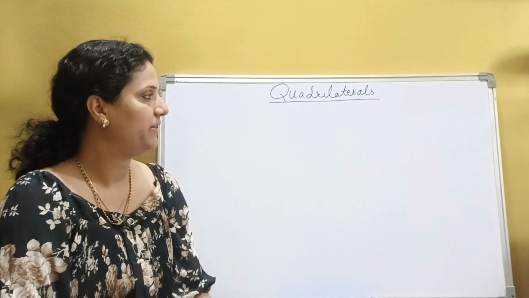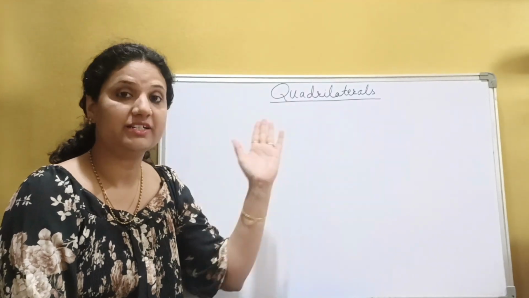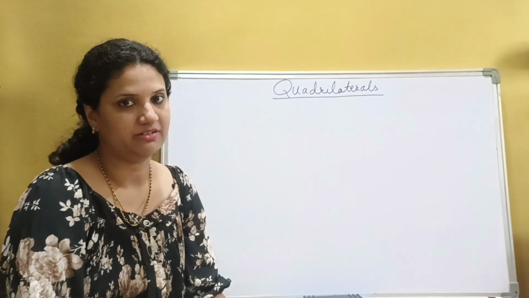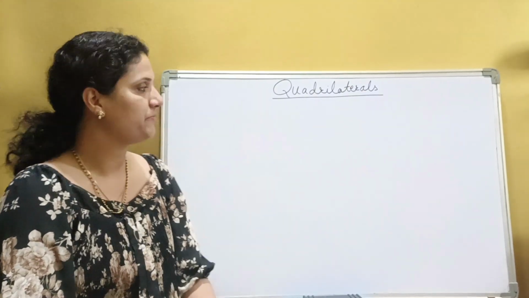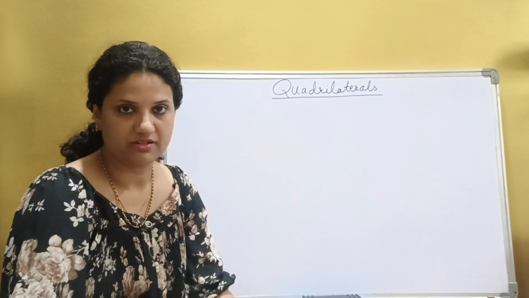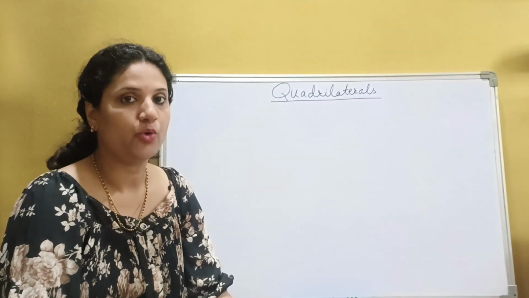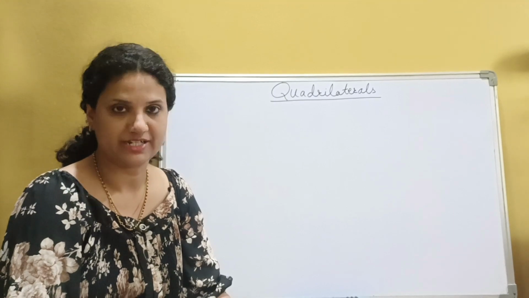And today our topic is quadrilateral and types of quadrilateral. First of all, the definition of quadrilateral. What do you mean by quadrilaterals? Quadrilaterals are those figures which have four sides, four angles, and four vertices.